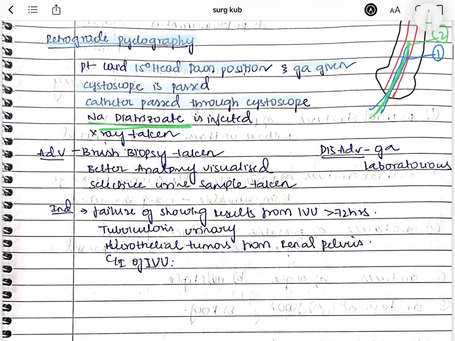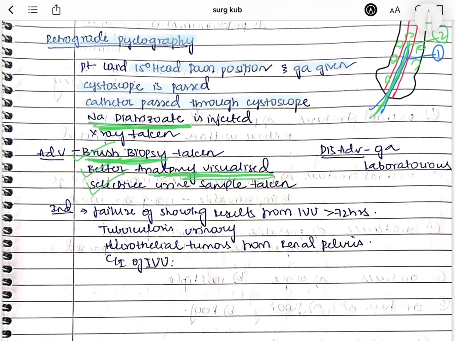So what are the advantages of this retrograde pyelography? You can take a biopsy, and also better anatomy is visualized, and a selective urinary sample can be taken before starting this procedure. So what do you mean by biopsy? In this procedure you are introducing a cystoscope, right? So from wherever you want you can take the biopsy. So that is the biopsy.